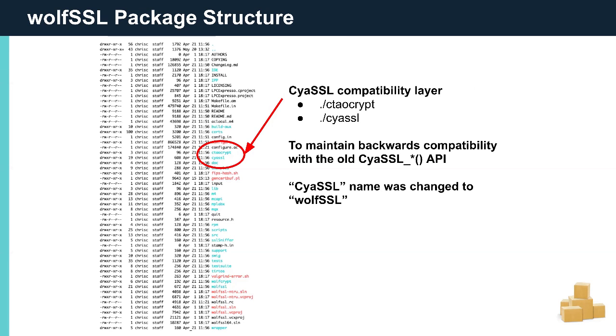You'll notice we have a CTaoCrypt and a CyaSSL directory. As I mentioned earlier, wolfSSL used to be called CyaSSL and wolfCrypt used to be called CTaoCrypt pre-2014. So we essentially have a small compatibility layer here for older users still using the old CyaSSL API. It maps those down to the newer wolfSSL API. We don't recommend using those for new projects.